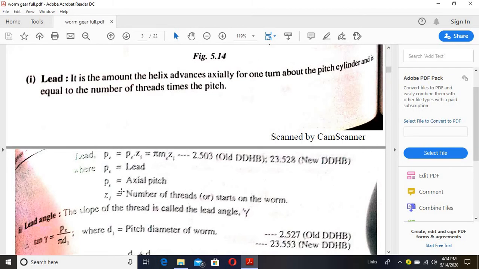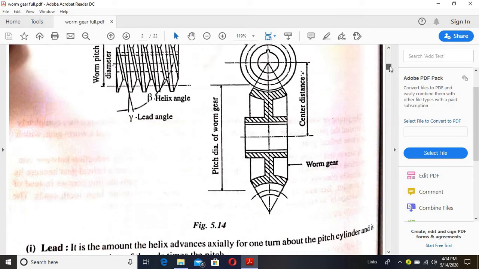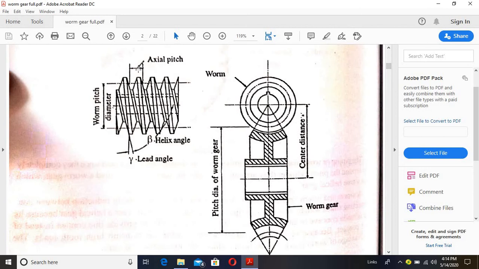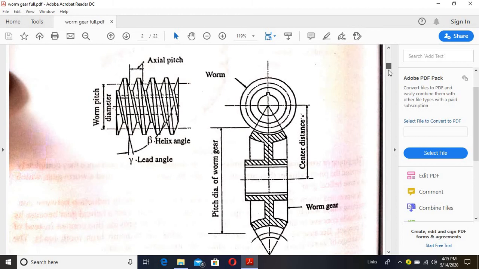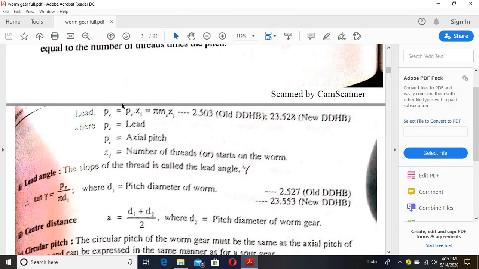Now we'll see what the axial pitch, Px, is. Axial pitch is nothing but, here you can see the distance from one end of the thread to the other end; the distance from here to here is nothing but the axial pitch. Next, this is the formula to calculate the lead: Pz is equal to Px into Z1. This Px can be written as pi into mx. So from this equation you will get it.